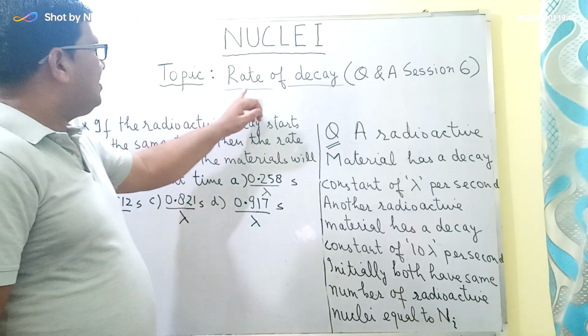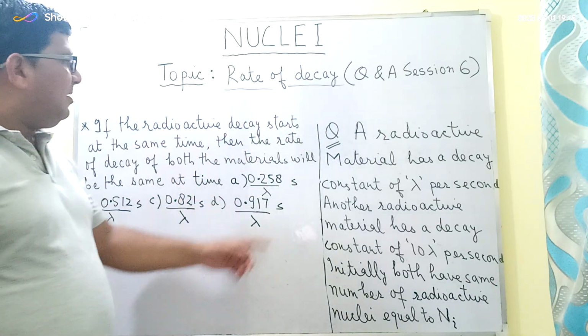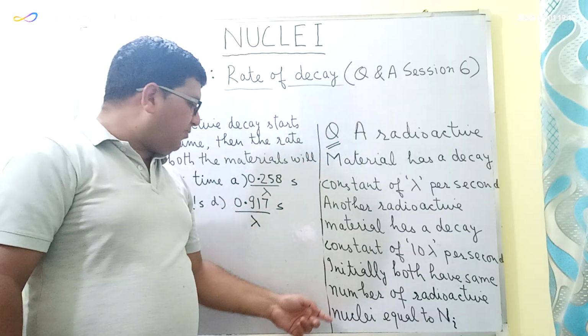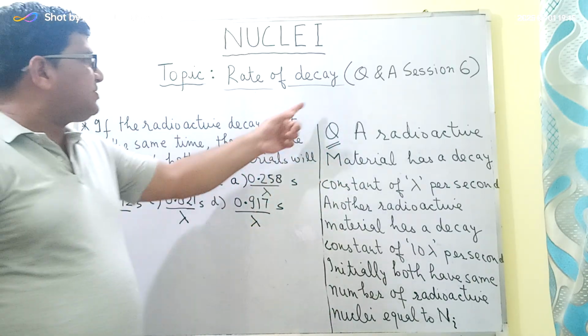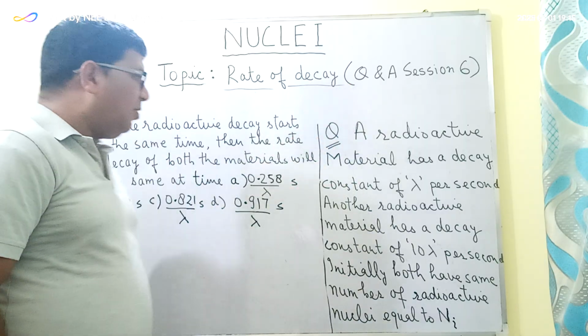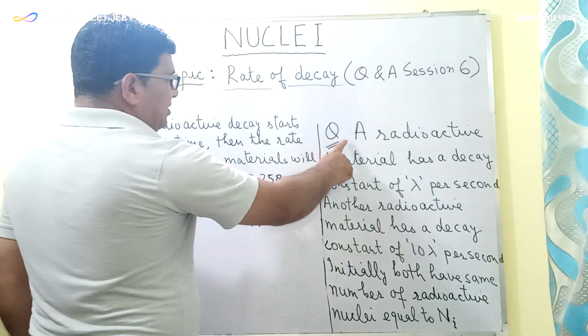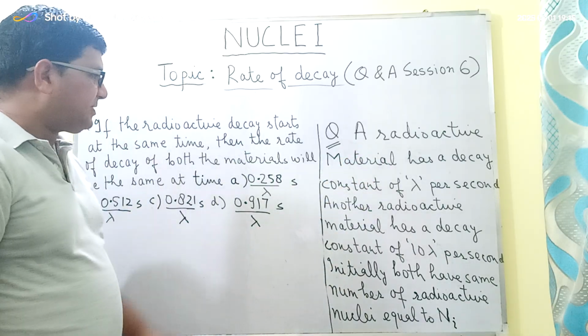The topic is the rate of decay of a radioactive substance. Based on this topic, I have one question for this session, which is written here on this board. This session is in continuation of session number 4, in which we studied the law of radioactivity. So here the question is: a radioactive material has a decay constant of lambda per second.